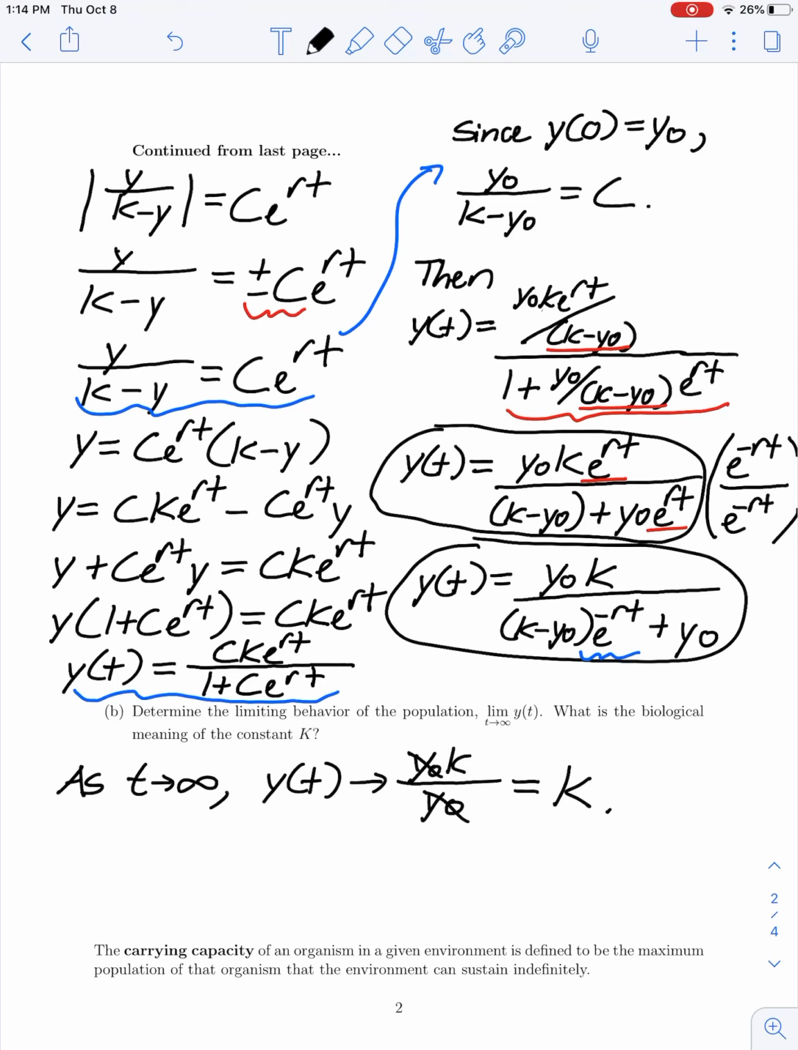So then we ask, well, what is the biological meaning of the constant k? So as we've seen in our solution, and by taking the limit of our solution, over a long period of time, our population size will approach this constant k. So here, the biological meaning of k is the following. K is the limiting population size.